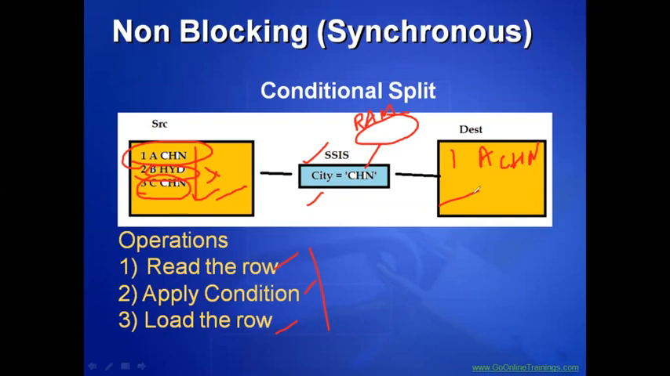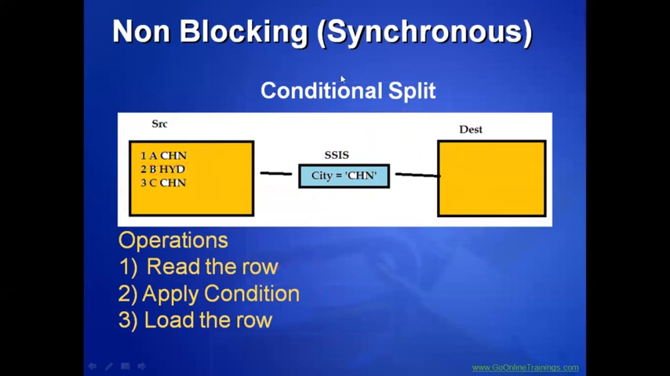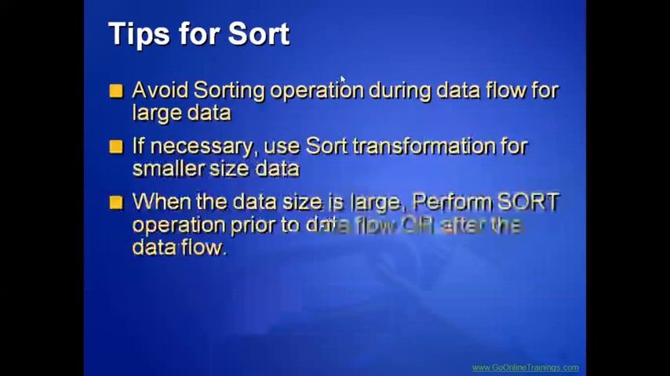Am I clear? So asynchronous transformations are going to keep the data in the RAM, and these are very, very slow. So these are the best example for synchronous and asynchronous, or blocking versus non-blocking. Clear? So tips to avoid sorting.